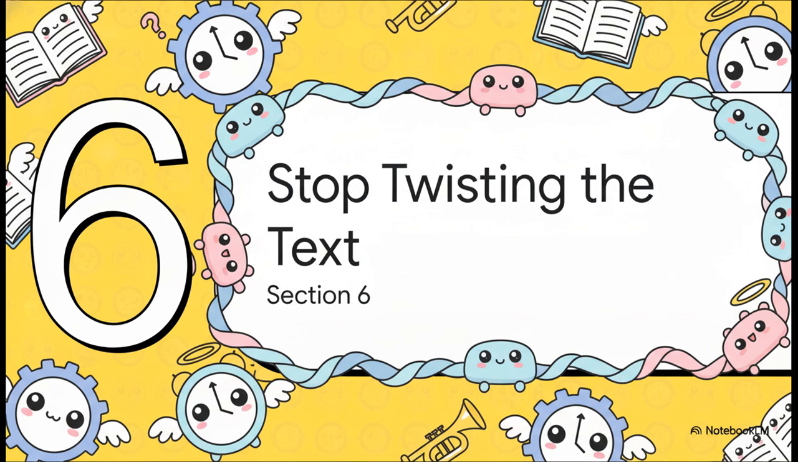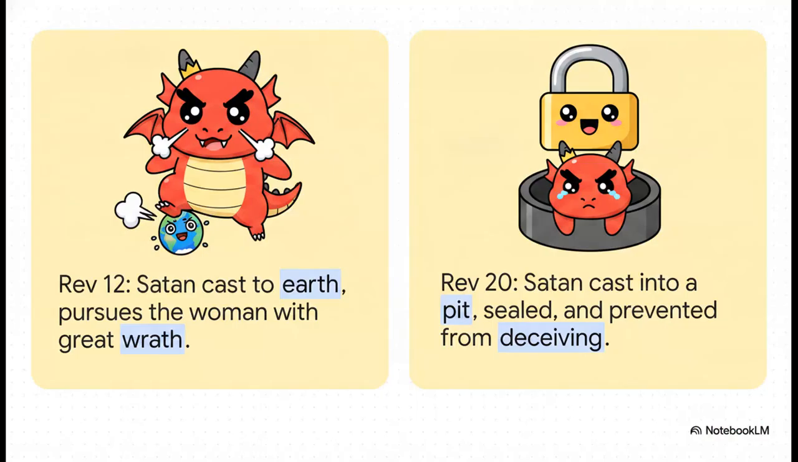Which brings us to our final point. Section 6. Stop twisting the text. If it breaks the timeline, why do it? Well, we finally reached the climax of our explainer. We're going to uncover the true motive the source identifies behind all this interpretive chaos. The source identifies what they call a strategic conflation.